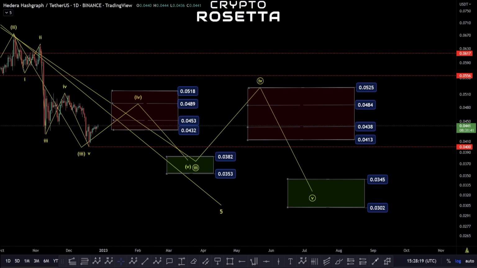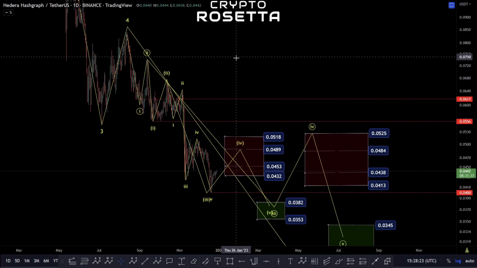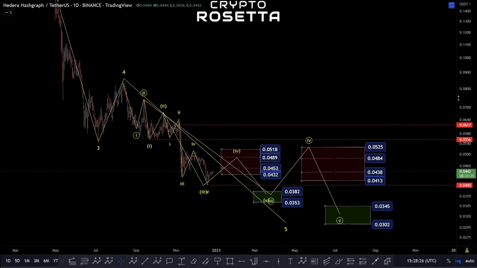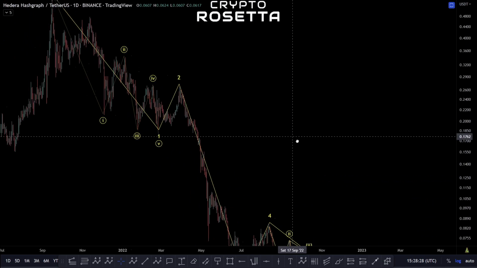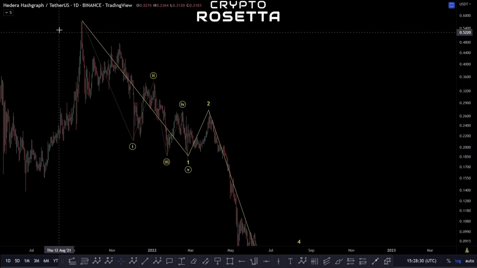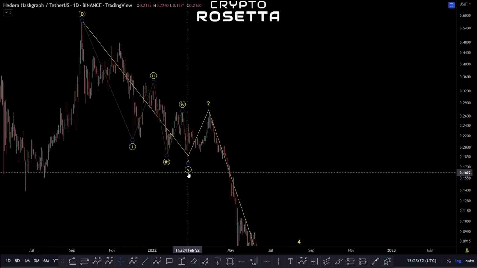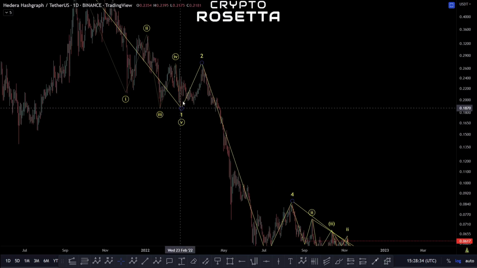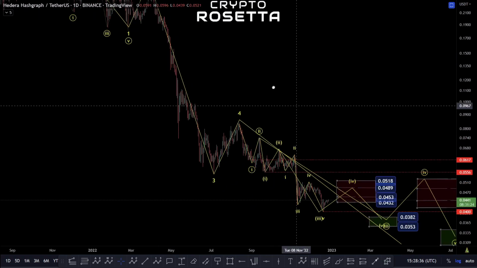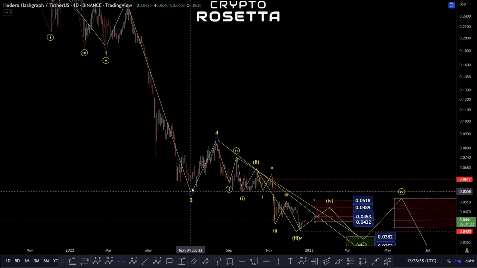Okay, so let's get into the price action here. There are a few ways of looking at this. This is my preferred count at the moment. Basically, it would be looking at this whole move in that top side here as a diagonal into this low point here as a wave 1. This is a wave 2, and then this all down here into this low point as a wave 3.